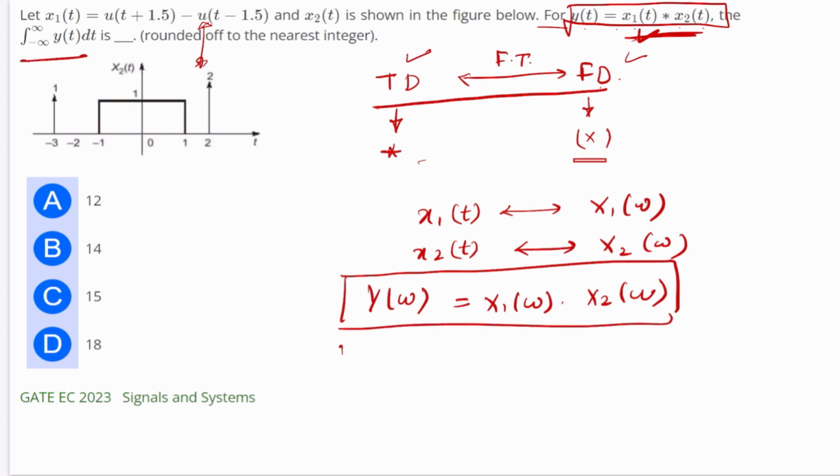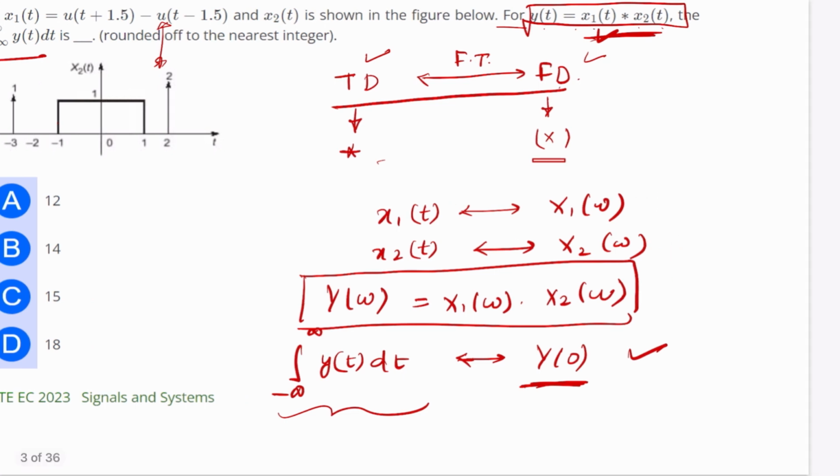Now, what is this? This is the integral from minus infinity to infinity of y(t) dt. It is nothing but Y(0). We will see how it is Y(0). If you want to find the area under the curve in time domain, that will be equal to the Y(0) component in frequency domain, right? Let's start solving this question so that we know how to solve this question in frequency domain.